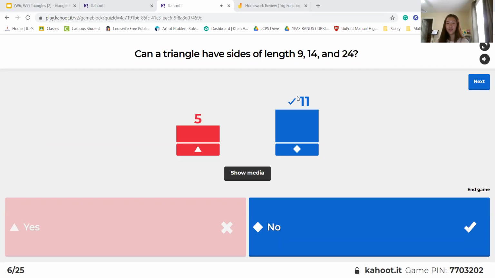So yeah, it's no, because the 2 smaller sides, 9 and 14, if I add them, I get 23. And the third side, 24, is bigger than 23, so that cannot be a triangle.